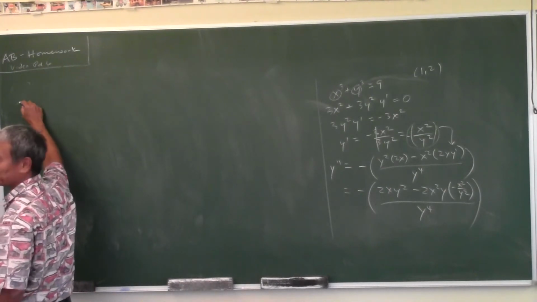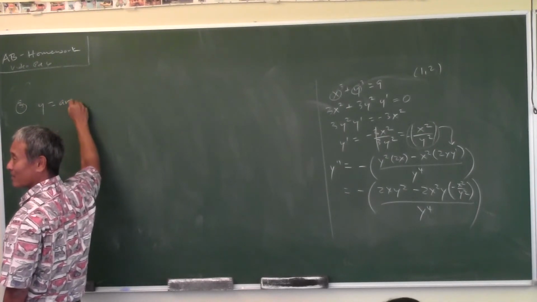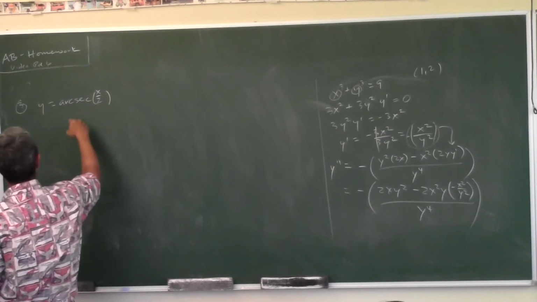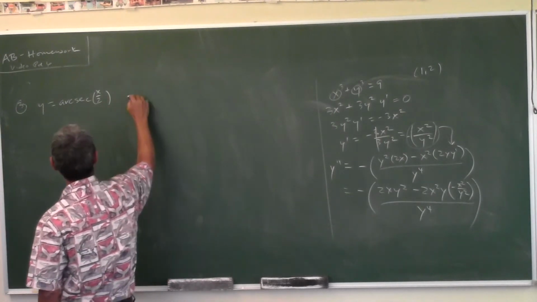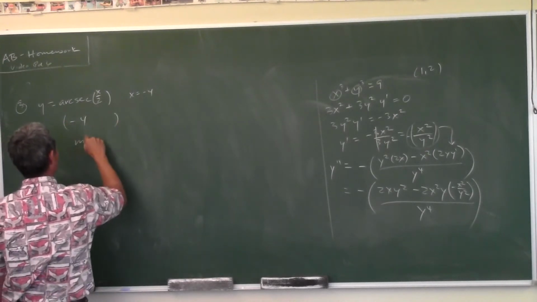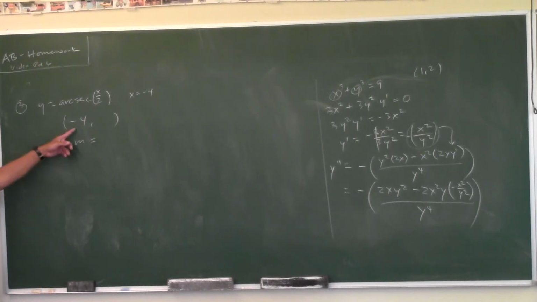Okay, number 3. Write the equation of the tangent line for this graph, arc secant of x over 2. Is that just secant? That's the same thing as secant inverse, right? There's 2 ways of writing it. At x equals negative 4. Now remember, to write an equation of a tangent line, you need a point and you need a slope. Now, if the x coordinate is negative 4, how do you find the y coordinate?